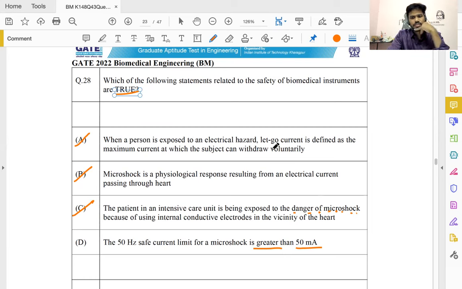Okay, sir, is it a physiologic response? So I have one question in the chat. So are we talking about 27 or 28? 28. When a person is exposed to an electrical hazard, let-go current is defined as the maximum current at which the subject can withdraw voluntarily.